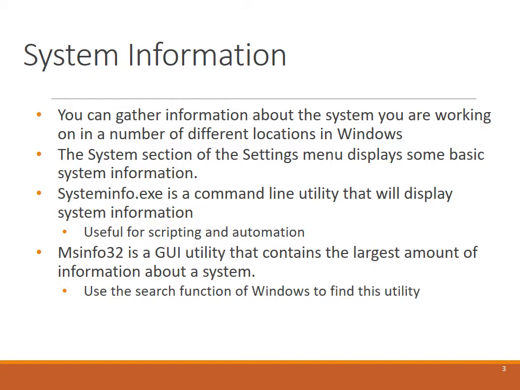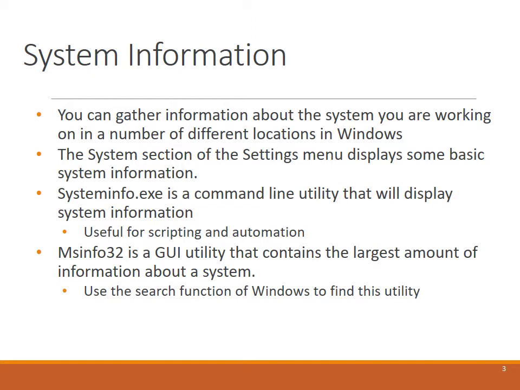So in the last slide, we talked about gathering system information, and Windows has many different tools that you can use to figure out information about your system. In this slide, we're going to talk about those different tools. You can gather information about the system you're working on in a number of different locations in Windows. The System section of the Settings menu displays some basic system information, and we're going to take a look at that in just a second.